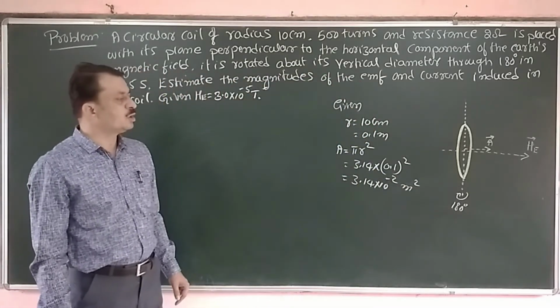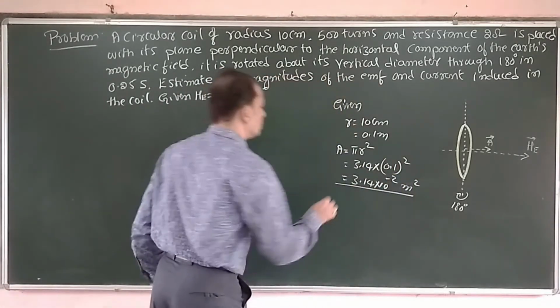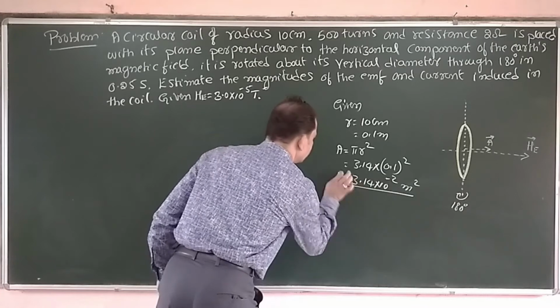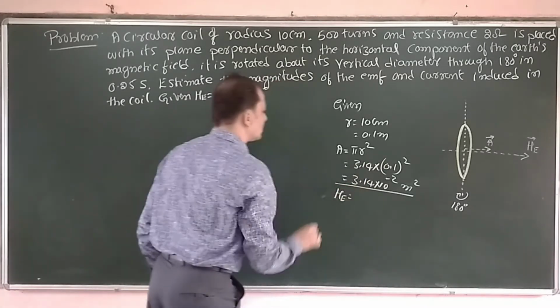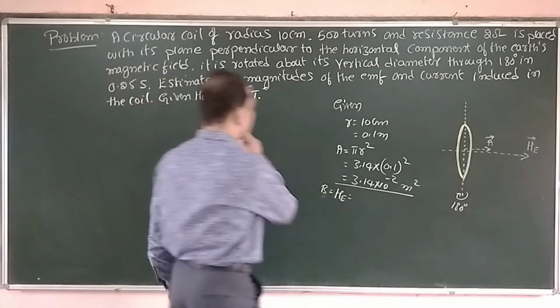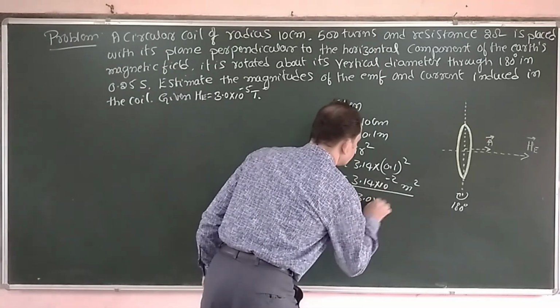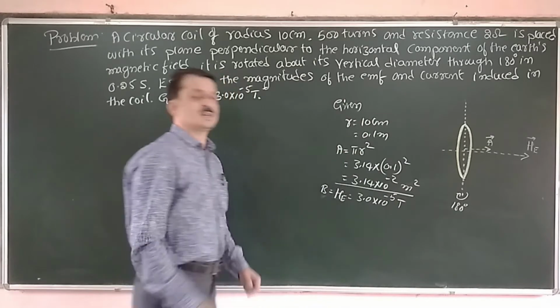3.14 into 10 raised to minus 2 meter square. That is the area of the loop. And the magnetic field is given. Here it is He, because it is the horizontal component. Now the magnetic field B is equal to He, that is the horizontal component. Its value is 0.3 into 10 to the power of minus 5 Tesla.